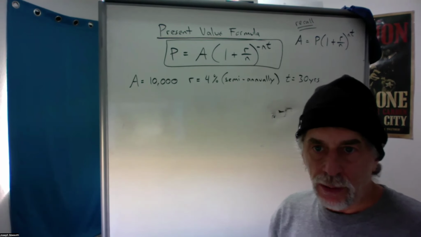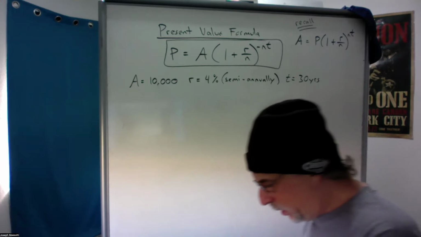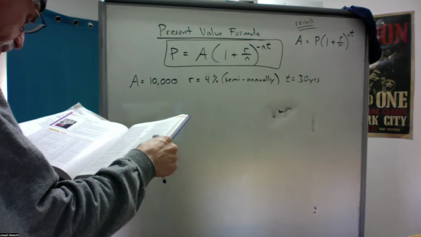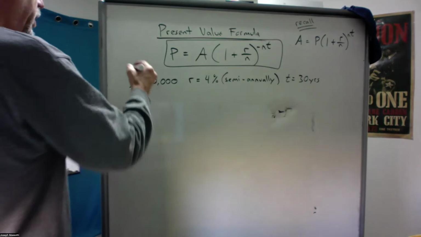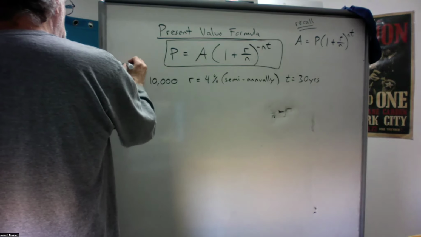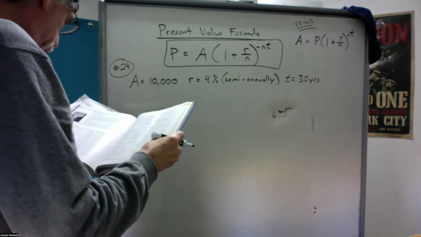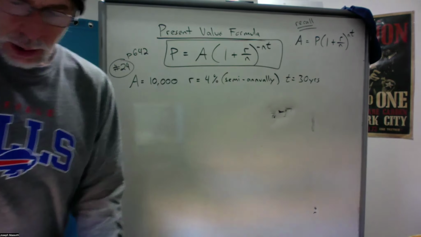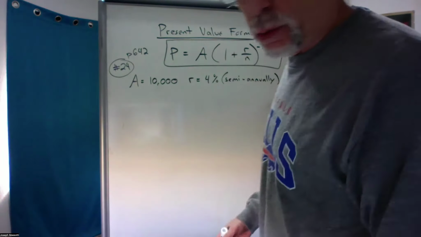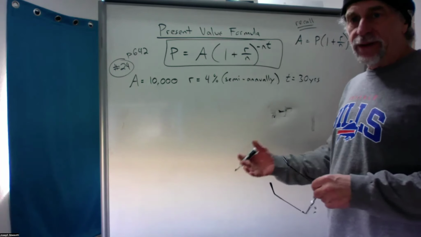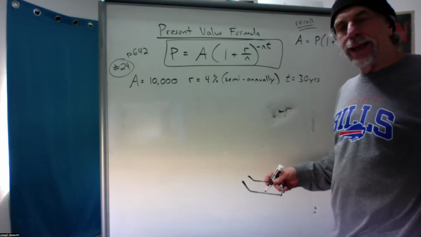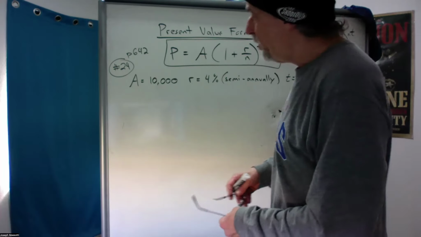Okay, now we have a problem from 11.2 having to do with the present value formula. So this is number 24 on page 642. And up to now, we have been calculating the maturity value or the final value of an investment after a number of years or months, time period, at a certain rate, compounded for a certain number of times per year.